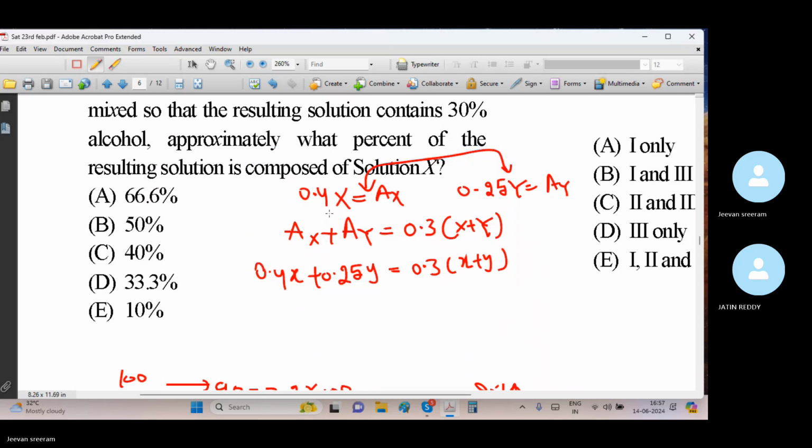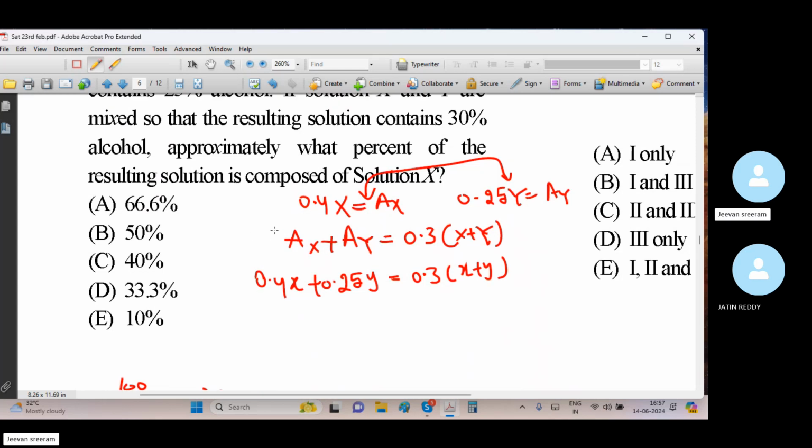Yes, sir. 40% of the X solution is alcohol in X. 20% of the Y solution is alcohol in Y. So both have been mixed, so the alcohol is also going to be mixed, right? Then shouldn't it be 65%, 0.65, sir? How, buddy? How are they going to be 65? That depends on the X quantity and the Y quantity, right? We don't know how many milliliters of X and how many milliliters of Y have been mixed.